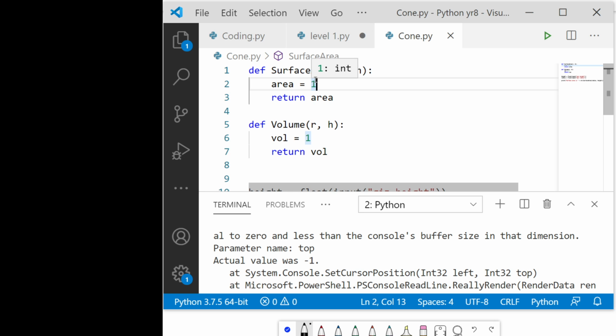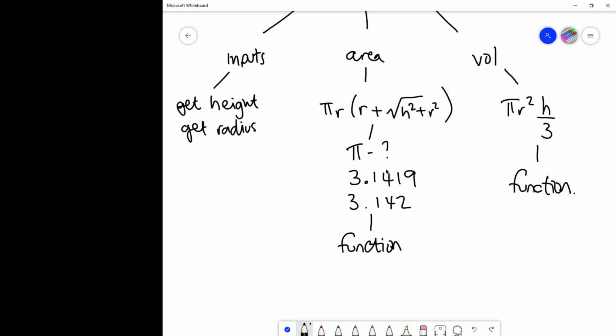Now I need to know how to do that horrible complicated expression, pi times r, and then in brackets, and we've got to do square root as well. Okay, so I could work out how to write square root, but there's already a library for that. I think it's the math library in Python.